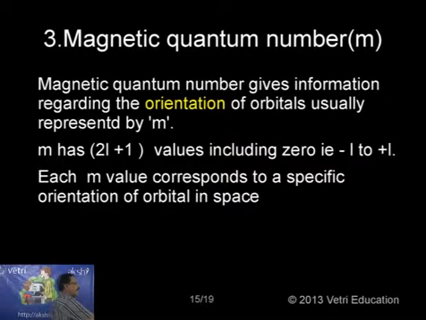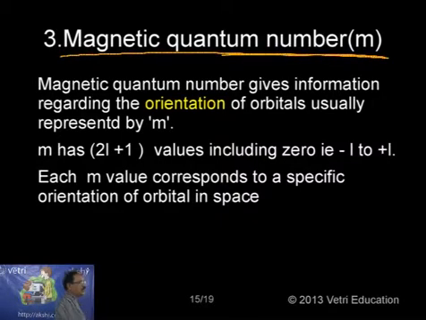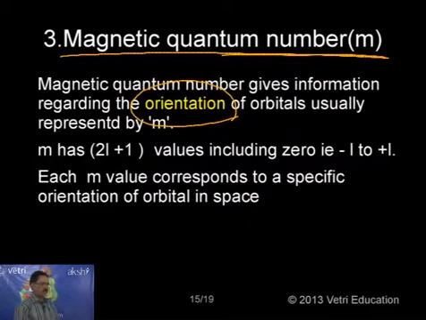Third one, the magnetic quantum number, usually represented by m. The magnetic quantum number gives information regarding the orientation of orbitals. So what is the orientation of an orbital? I have shown you the p orbital already: px, py, and pz. The p orbital oriented along the x-axis I call px, along the y-axis py, and the same way pz.